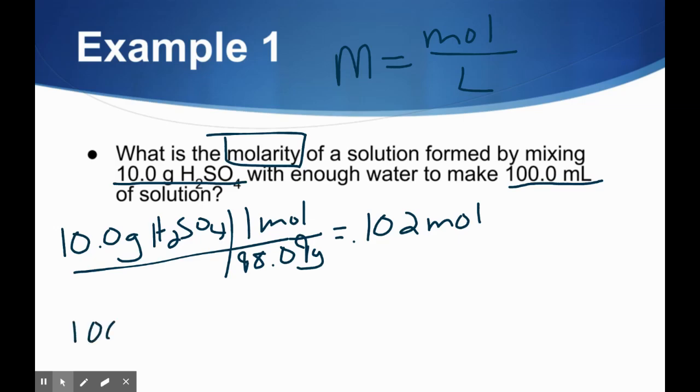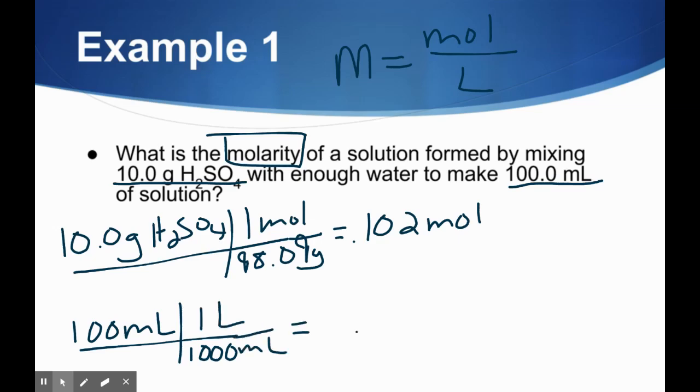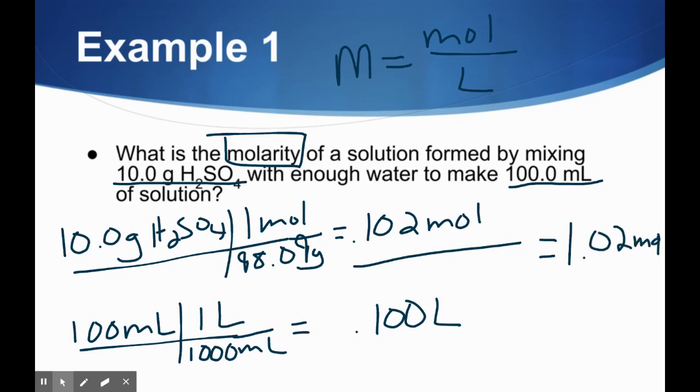And to convert milliliters to liters, you need to divide by 1,000. There are 1,000 milliliters in 1 liter. So that gives you 0.100 liters. So you do 0.102 divided by 0.1, and that will give you 1.02 moles per liter, or 1.02 molar solution.